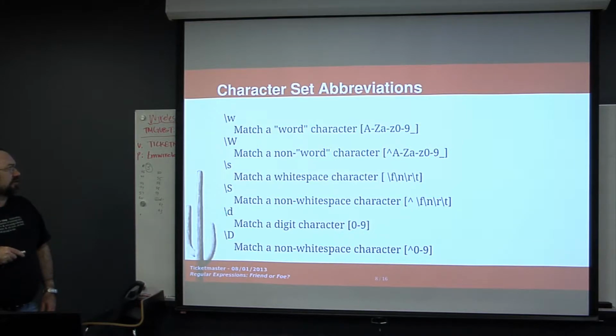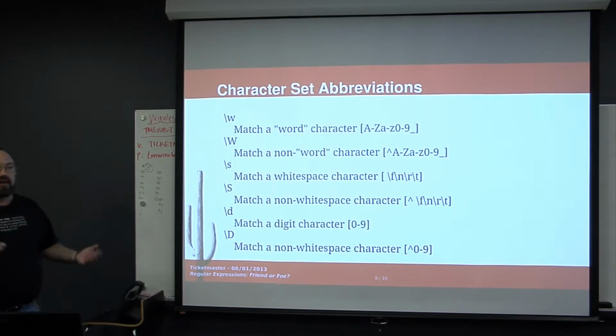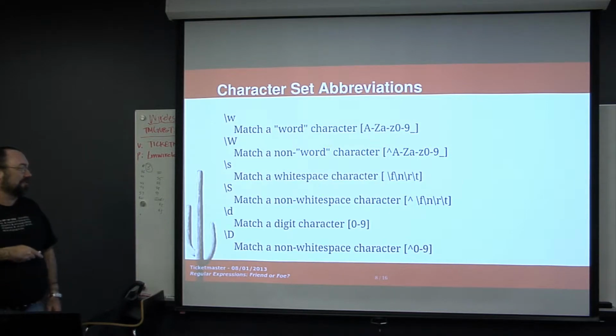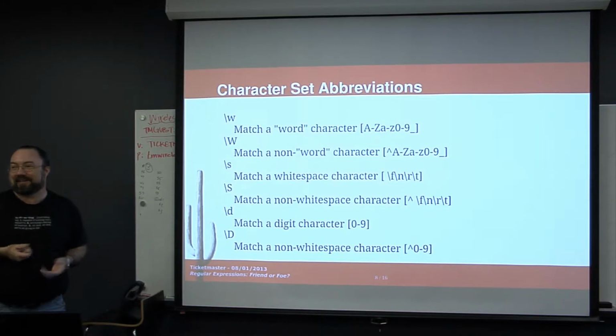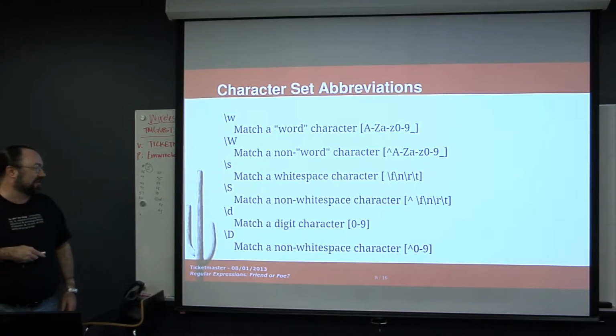So, \d, this one actually gets used a lot, or I find that I use it a lot. It matches a digit character 0 through 9. If you're matching phone numbers, or social security numbers, or ID numbers, or database IDs, you end up using this a lot. Let's face it, in programming, we use numbers a lot. So this tends to be pretty useful.